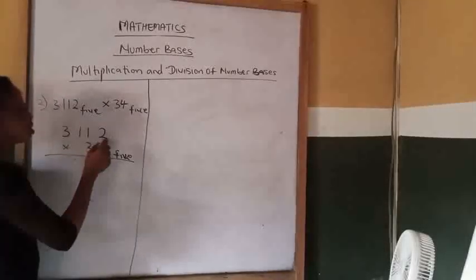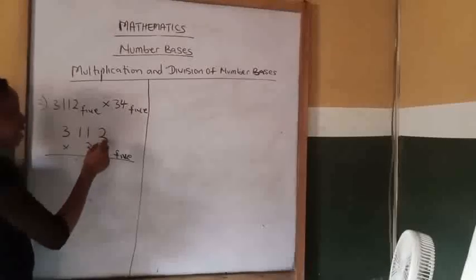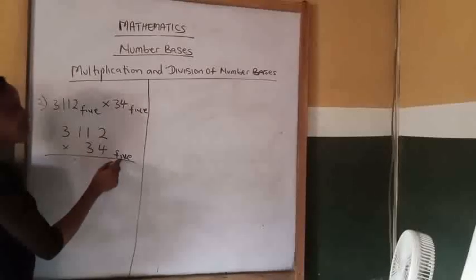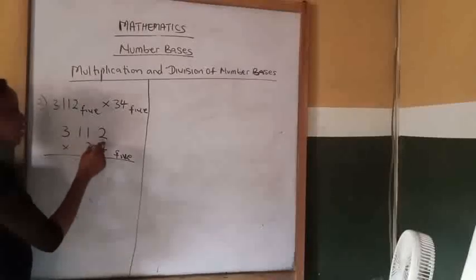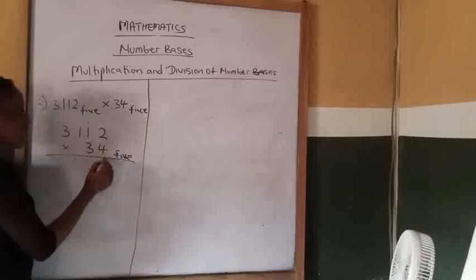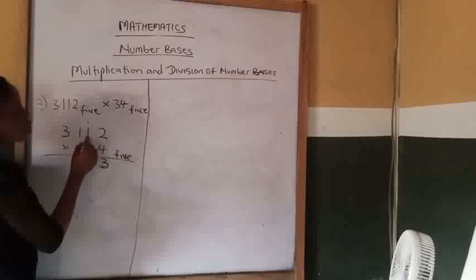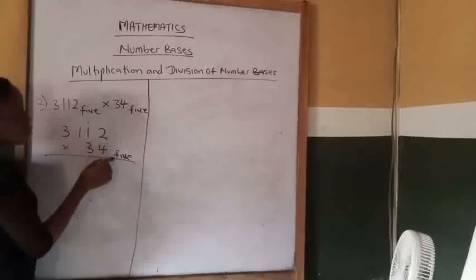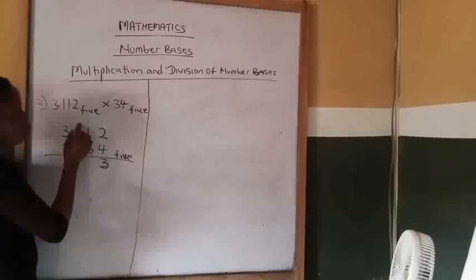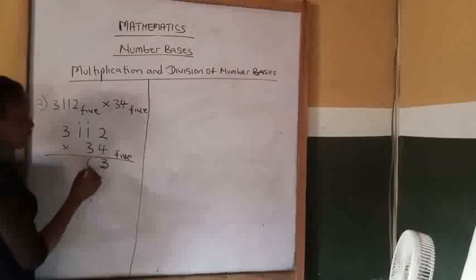So 4 times 2 equals 8. Then 8 is greater than my base, so you divide that 8 by 5. How many 5 can we get in 8? It is 1. Then remainder 3. So you write your remainder down. Then 4 times 1 is 4, and 4 plus 1 is 5, which is equivalent to your base, so you have to divide. 5 divided by 5 will give you 1, remainder 0.